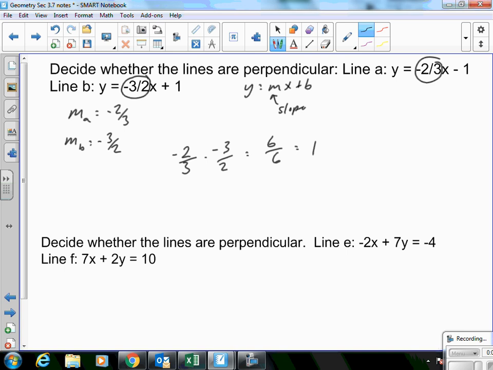which is close to what we're looking for lines to be perpendicular. But in order for them to be perpendicular, the product has to be -1, not +1. And so these two lines are not perpendicular.